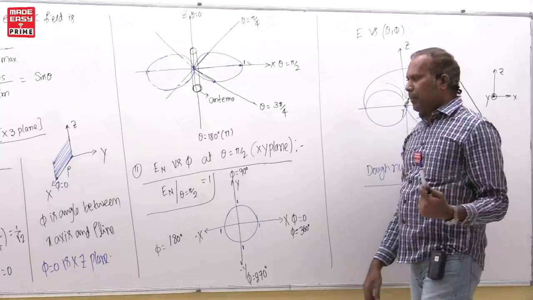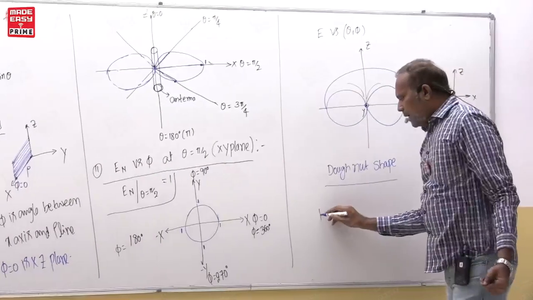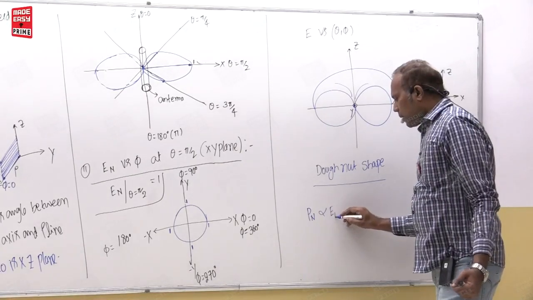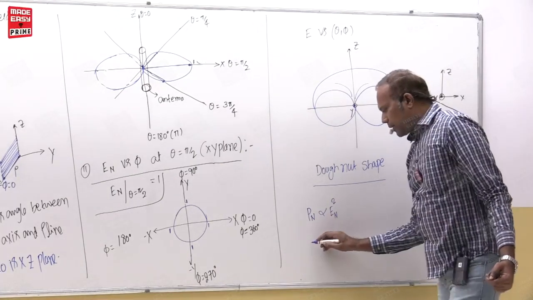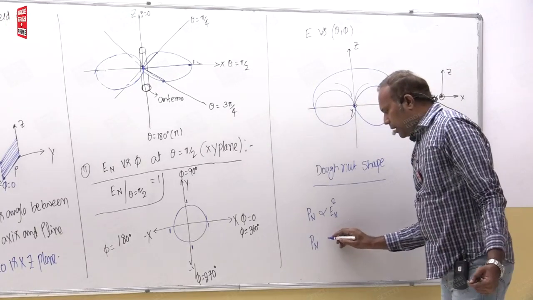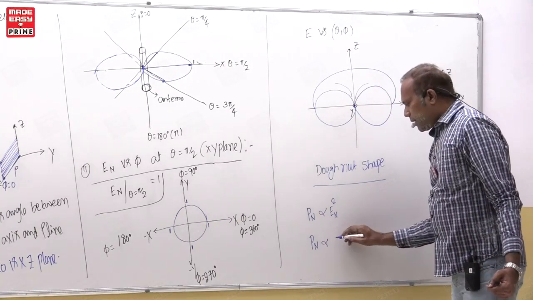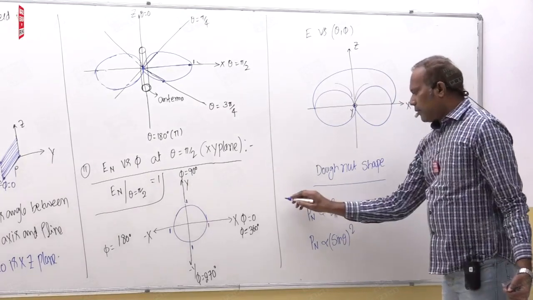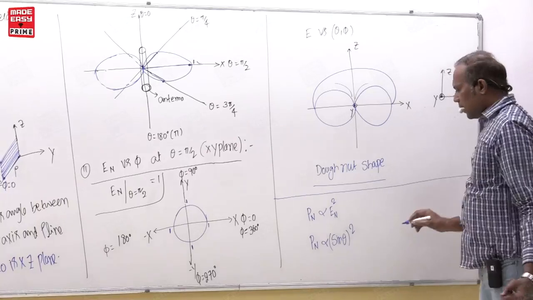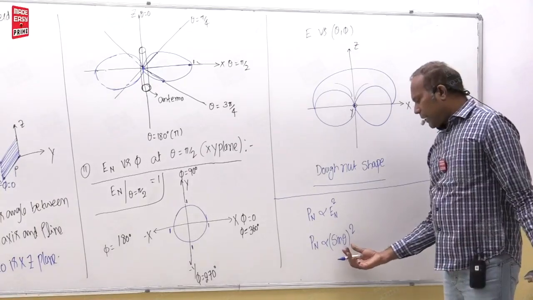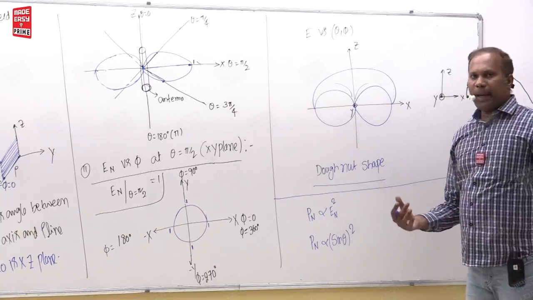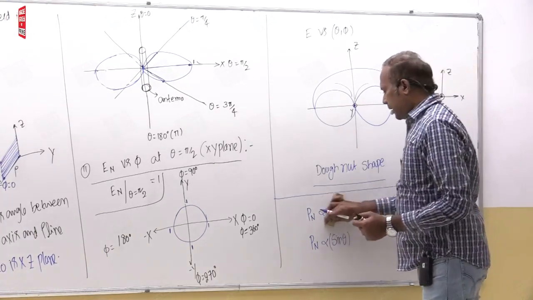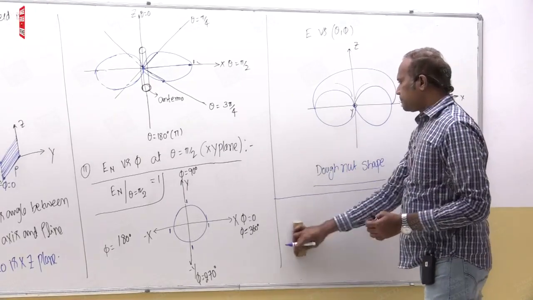Next, let us talk of the power pattern. You know, student, normalized power is proportional to the normalized electric field whole square. The normalized electric field is sine theta, so it is sine theta whole square. If you draw sine square theta versus theta and pi, that is called the power pattern. Pattern means shape actually, right?